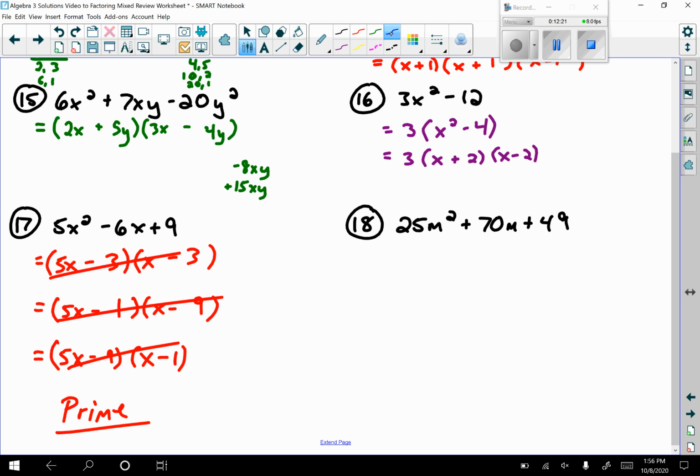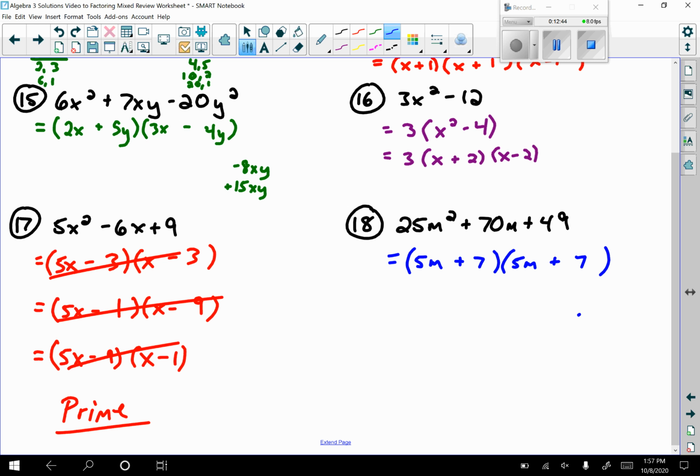And then for 18, again, these are some rather large numbers, but there's no GCF. So we're just going to try. Now, even though they're large, they don't have too many factors. So I'm going to try factoring 25m squared into 5m and 5m. And then 49, I'm just going to try maybe the 7s. Now what's nice is everything's positive, or my signs are the same, they're both positive. So let's see if this works.